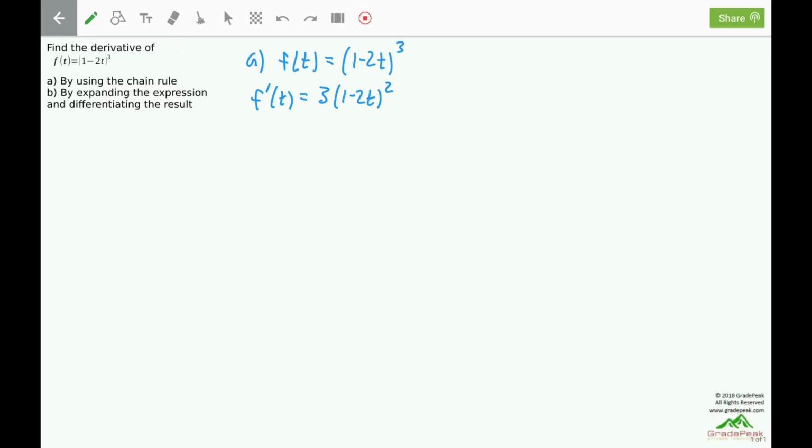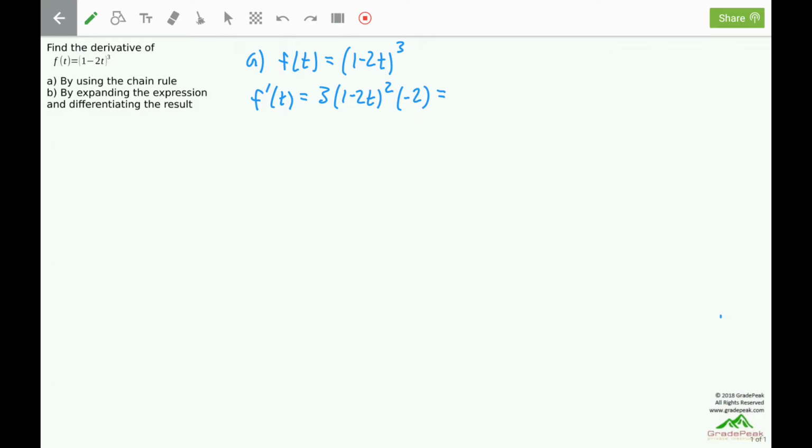But since the inside of the power is not just a t, but rather an entire expression, that is where the chain rule is needed, and we have to multiply by the derivative of the inside of the 3 power, or the expression that's in there. The derivative of 1 is 0, the derivative of negative 2t is negative 2. That completes the chain rule.